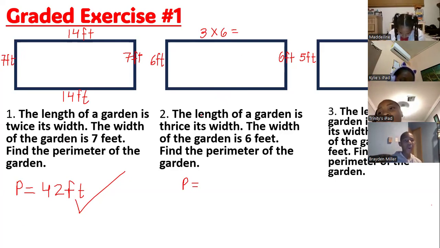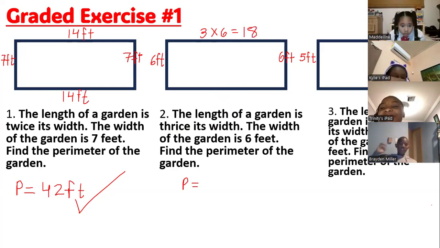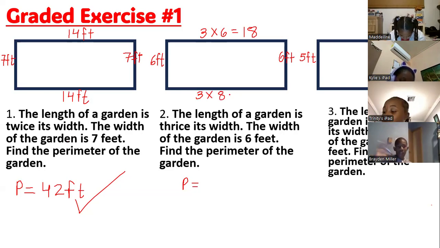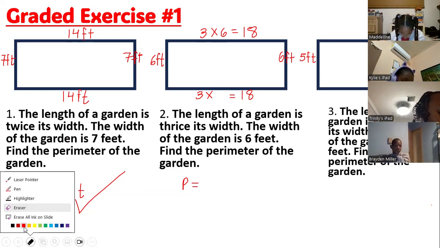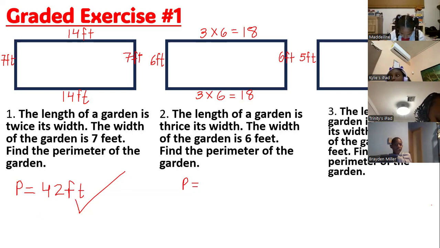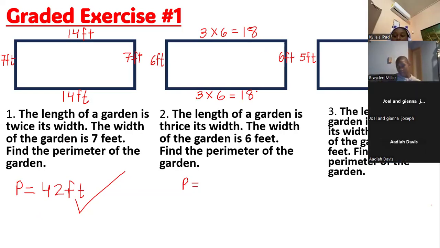No, it says the length of the garden is thrice its width. So it's going to be 3 times 6, which is what? 18, right? 18. I got all of them wrong. And then it's going to be 3 times 8, which is what? 3 times 6. All right. So then we have to add what? 6 plus 18 plus 6 plus 18.